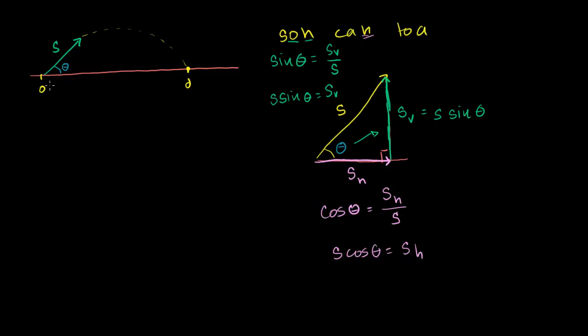So we now know how fast we are traveling in the horizontal component. We know that that is going to be s cosine of theta. And in the vertical direction, the magnitude is s sine of theta. So now that we've broken it up into the two components, we're ready to figure out how long we're going to be in the air.